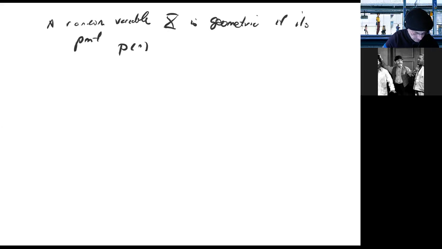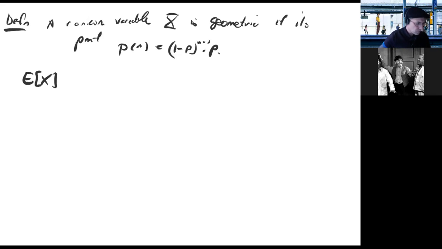So a random variable X is geometric if its probability mass function p of n is given by (1 minus p) to the n minus 1 times p. So that's the definition. Okay, so now let's compute the expected value E of X. That's the first problem. Well, that's the sum, k goes from 1 to infinity of k times p of k.